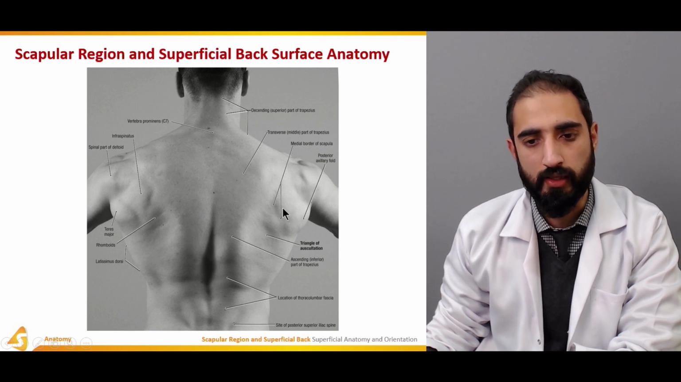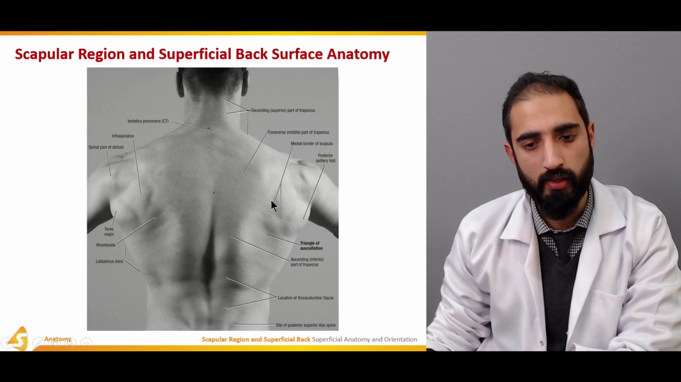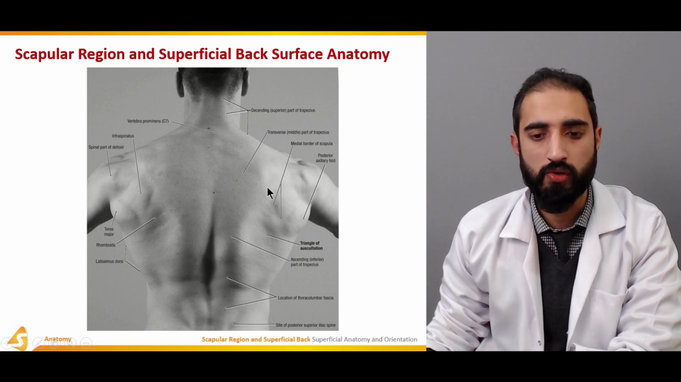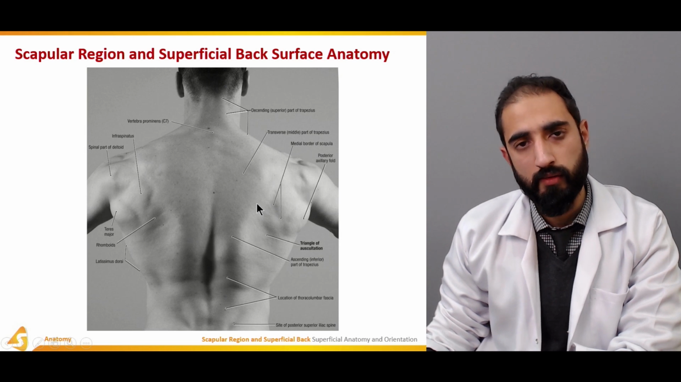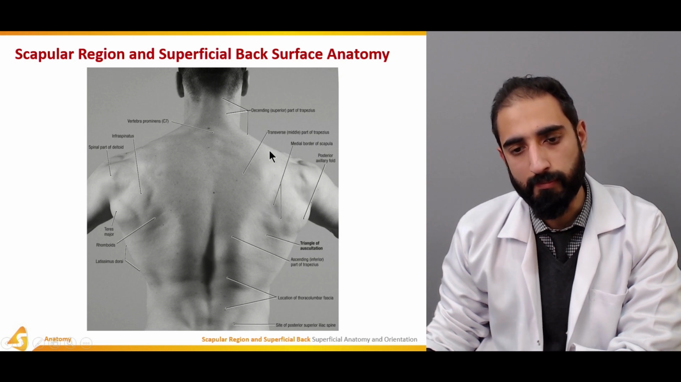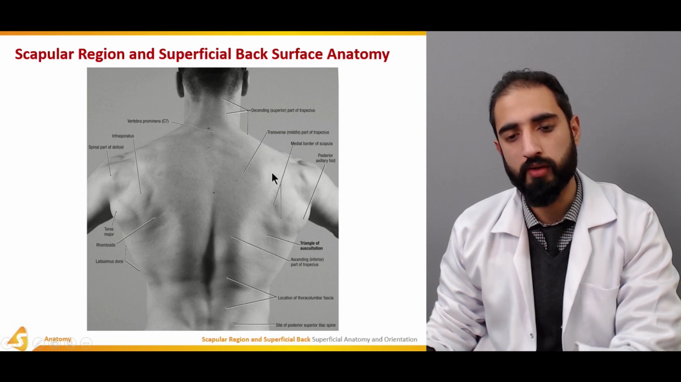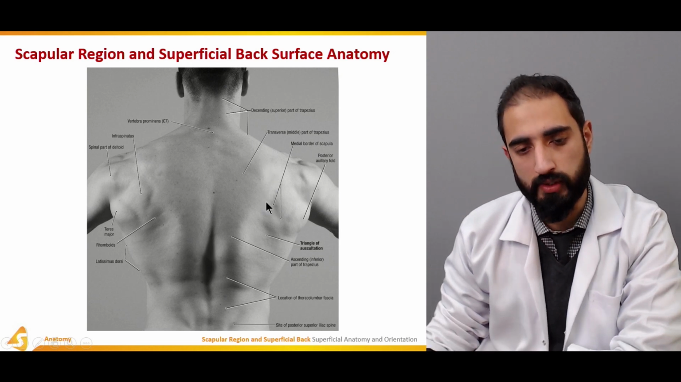So we have talked about the seventh cervical vertebra and the trapezius, and then coming more laterally, we can see the medial border of the scapula here. We also call it the ventral or the medial border of the scapula, or sometimes also called the vertebral border of the scapula.